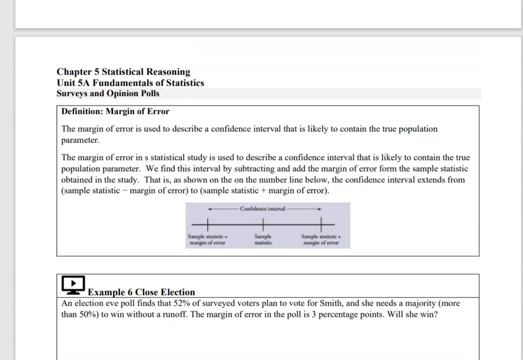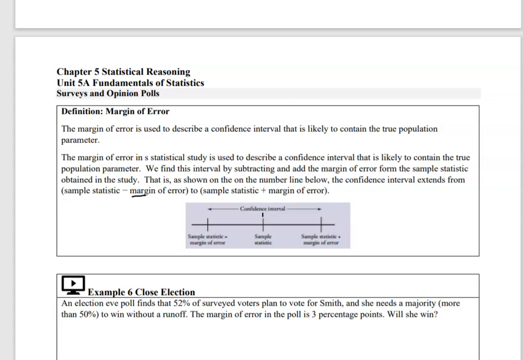So let's talk about margin of error. The margin of error in a statistical study is used to describe a confidence interval that is likely to contain the true population parameter. We find this interval by subtracting and adding the margin of error from the sample statistic obtained in the study. That is, as shown on the number line below, the confidence interval extends from the sample statistic minus the margin of error to the sample statistic plus the margin of error.